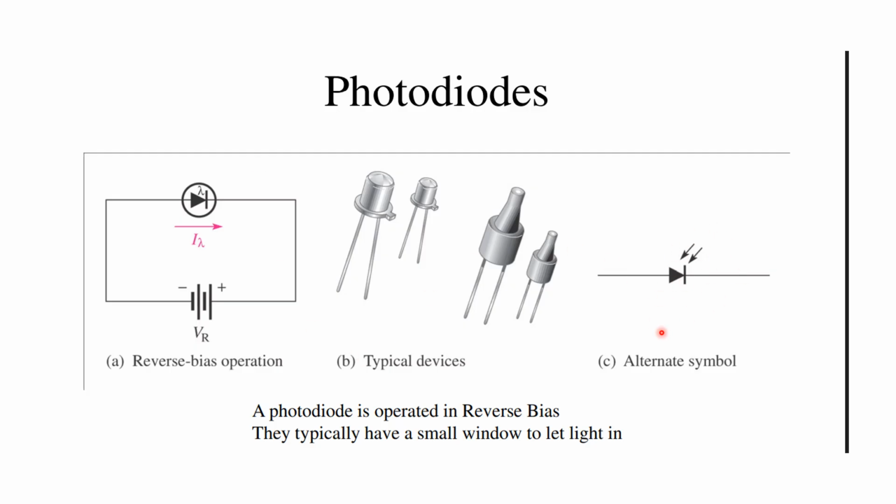This is the symbol, opposite to the LED. Same P-N junction diode. In the LED, the light-emitting arrow marks point outwards. In the photodiode, light energy is the input energy, so the arrow mark points into the junction. So these are the device structure and physical devices of the photodiodes.